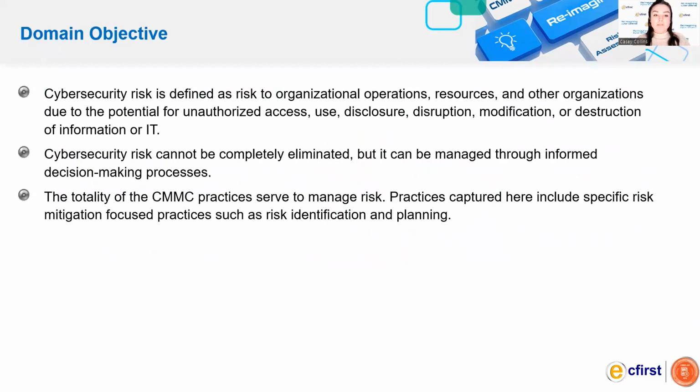So our domain objective. Cybersecurity risk is defined as risk to organizational operations, resources, and other organizations due to the potential for unauthorized access, use, disclosure, disruption, modification, or destruction of information or information technology. Cybersecurity risk cannot be completely eliminated, but it can be managed through informed decision-making processes. The totality of the CMMC practices serve to manage risk. Practices captured here include specific risk mitigation-focused practices, such as risk identification and planning.